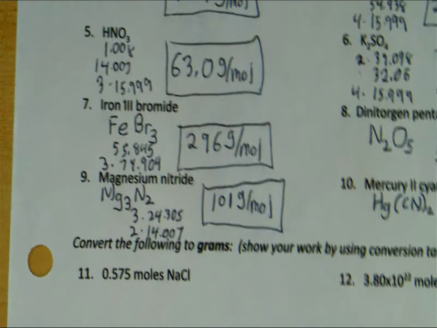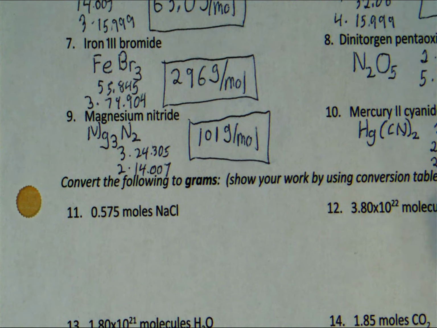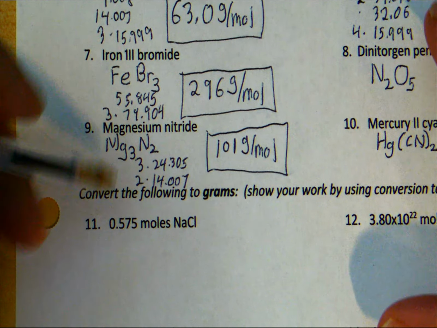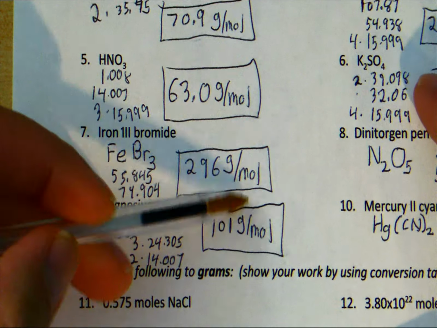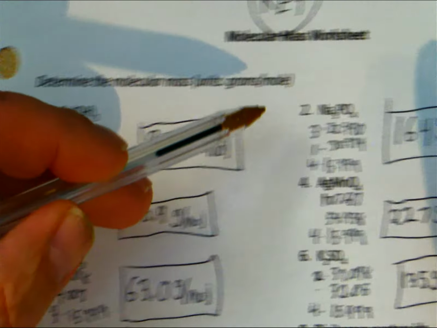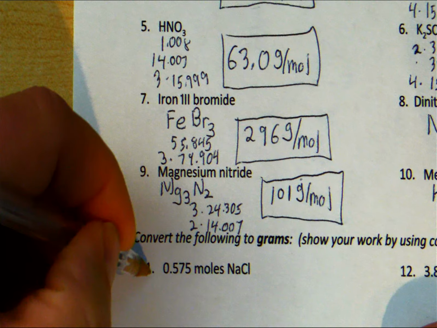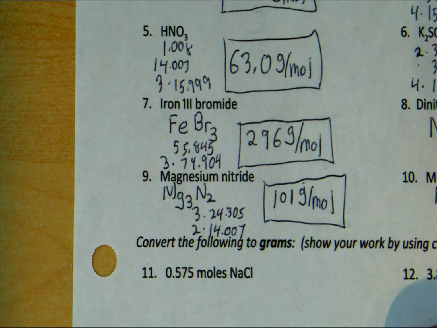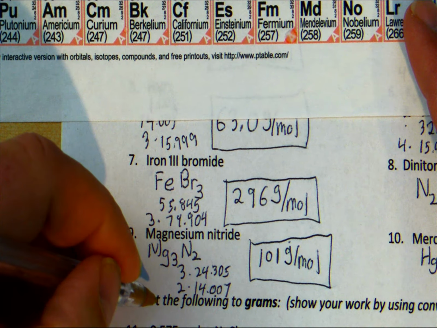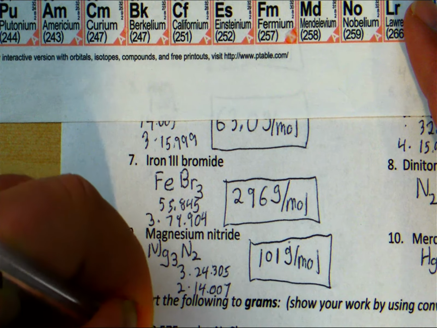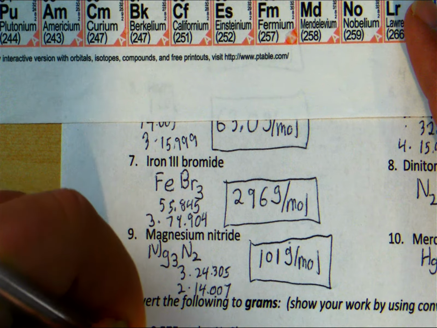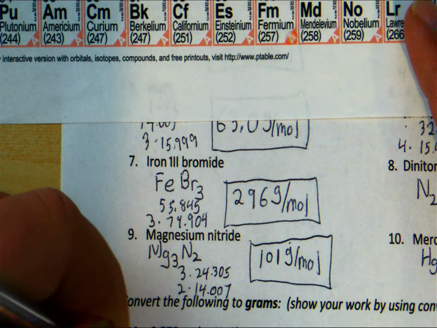Number 11, convert the following to grams. 0.575 moles of sodium chloride. Well, first I need to know how many grams there are in 1 mole of this substance. That's what we've just been doing for 1 through 10. So first step is to go to the periodic table and look up the molar mass of sodium, which is 22.990. Add to that the molar mass of chlorine, which is 35.45.